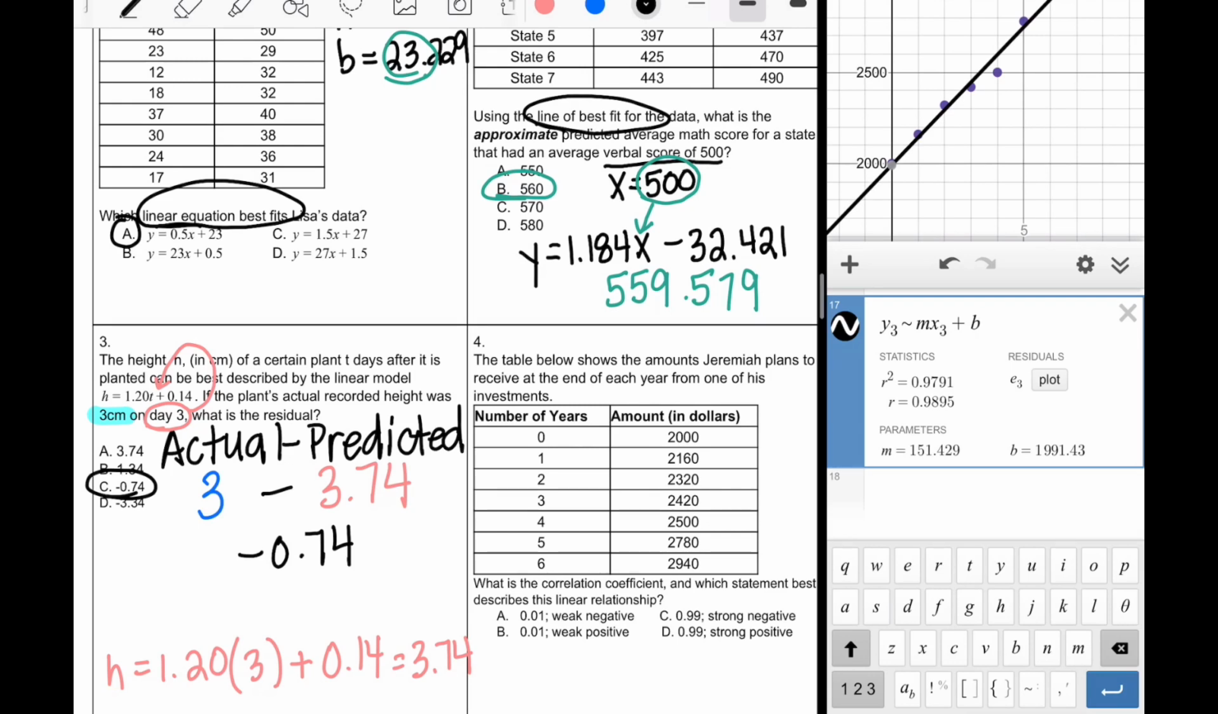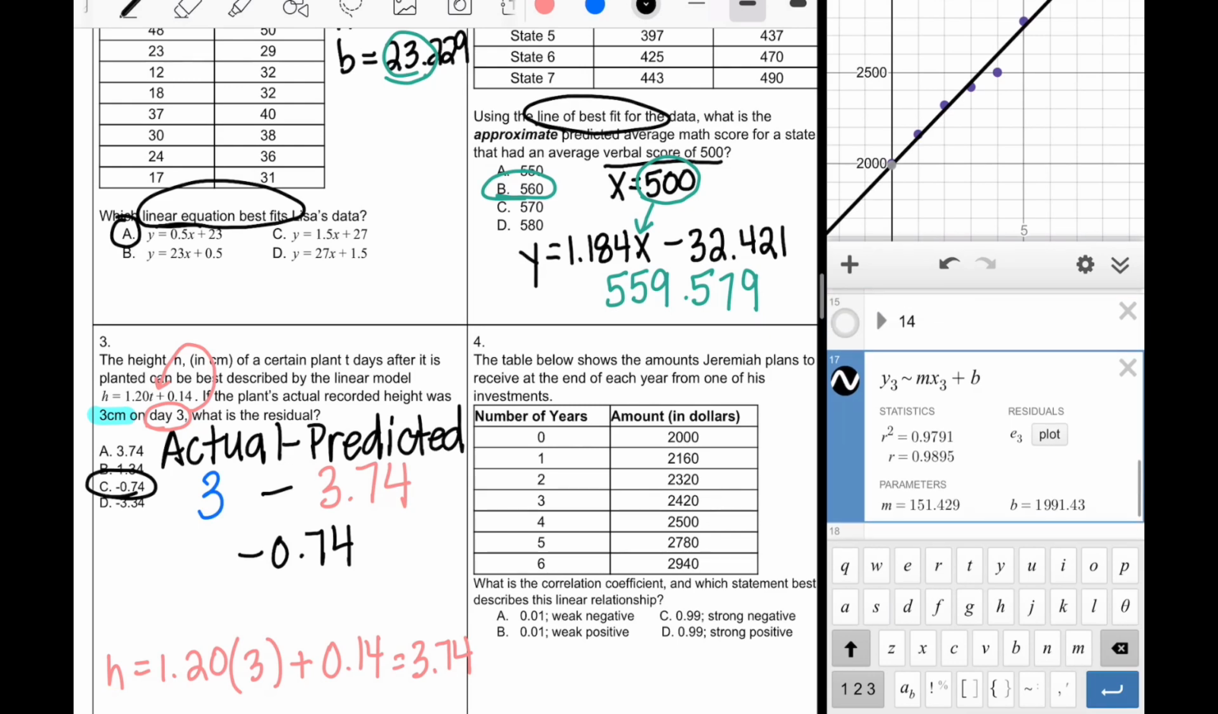All right, so I'm looking at my value. My R value here is 0.9895. That is obviously going to round to 0.95, so I can get rid of A and B. And this is a positive, strong relationship, so the answer here is D.